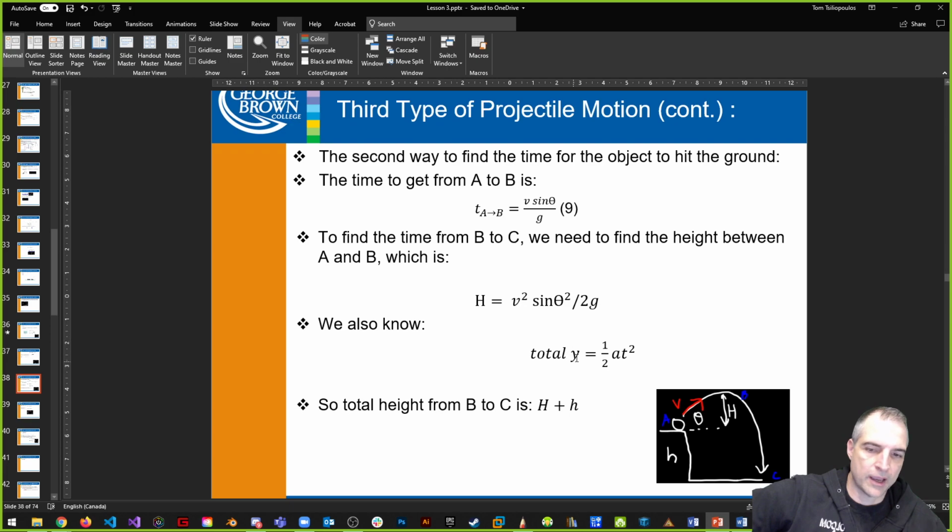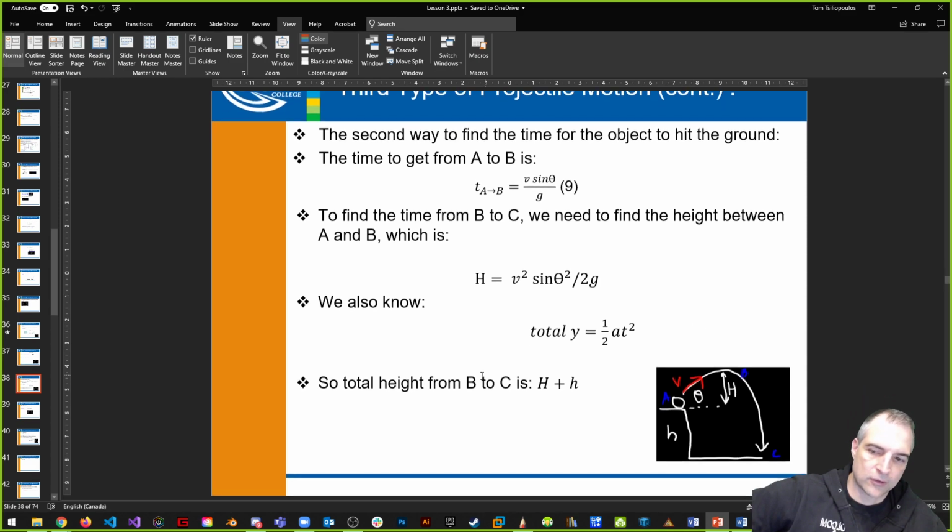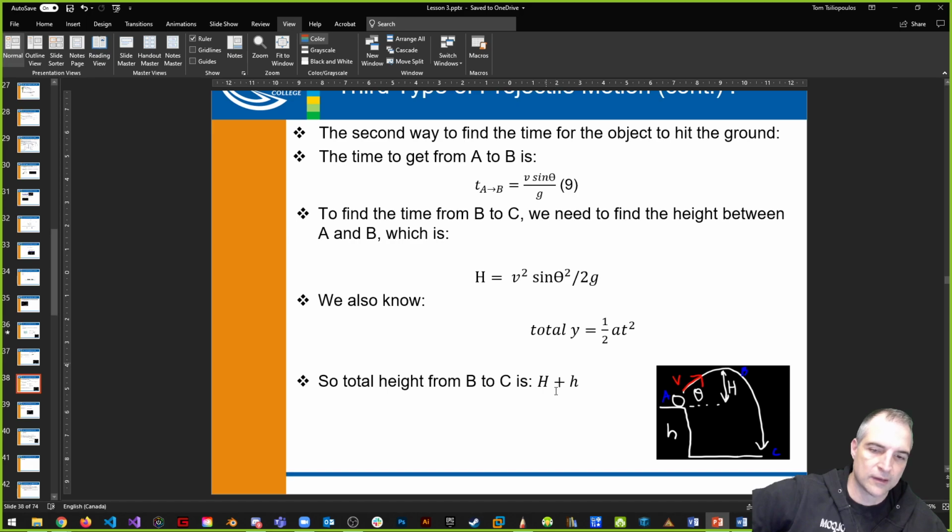And we also know that y itself is 1/2 g t squared, because y starts off equal to 0. And so the total height from B to C is this height, the height of the hill, plus the height of the apex. We know this from the total height from B to C, or A to B, let's say. So we can calculate the total height of the hill plus the height of the apex.